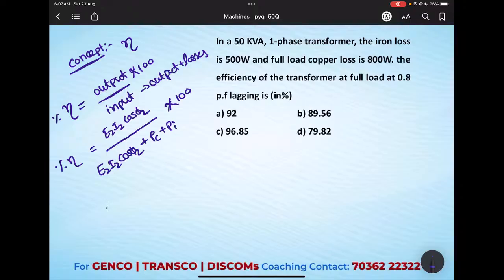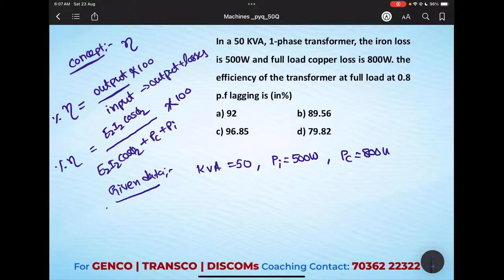So the given data, we will write it. What is the given data? It is a 50 kVA transformer. The kVA they gave is 50. Iron losses Pi is given as 500 watt. Copper losses Pc is given as 800 watts. And power factor is given as 0.8 lagging.